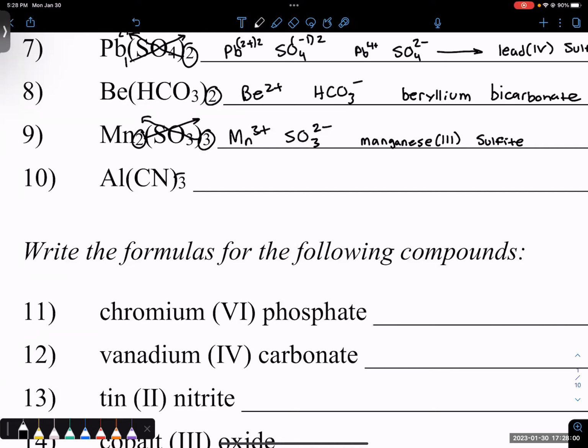All right, so this goes up there. That goes up there. We have Al 3 plus, CN minus. Now, what's the name of this? Okay, so CN minus is cyanide, so that's a good place.